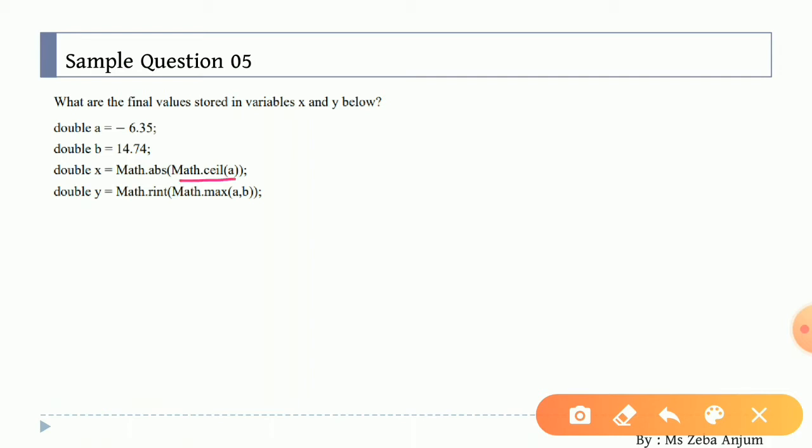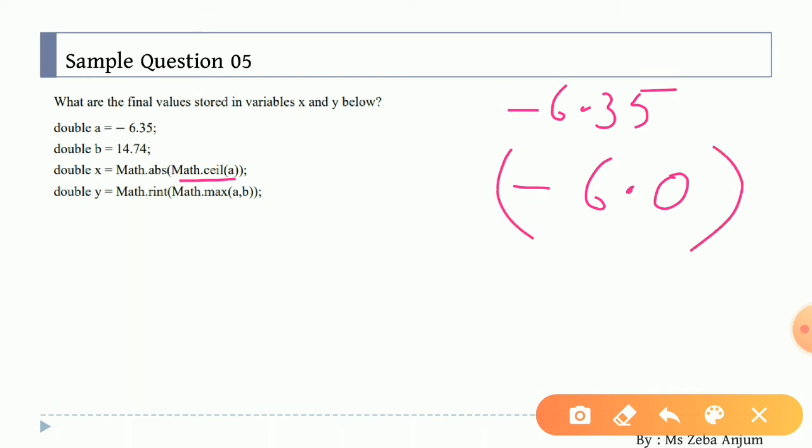Now, firstly we will solve math.ceil(a). The value of a was minus 6.35. Yes, and the ceil value, that is the upper value, is going to give you minus 6.0, because you know in minus we are having minus 6.0 greater than minus 7.0. Okay, now you just write this in bracket and find out math.abs.